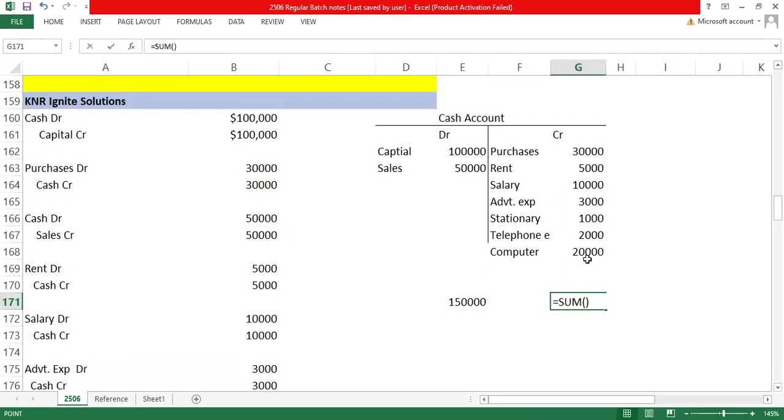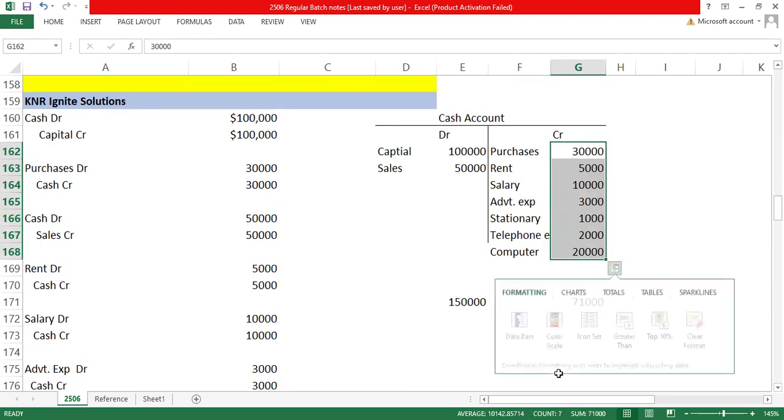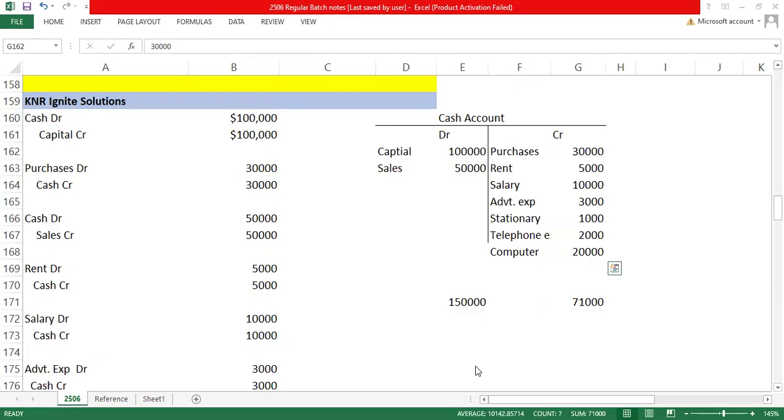Now, if I calculate these totals, let me put totals here, which is 150K. Now I need to calculate the difference and see what the total difference is. Here I spent 71,000 and here I have 150. Whenever I see this, let me check if I am missing anything. 30,000 of purchases, 5,000 of your rent. Salary is at 10,000. Basically, I think your stationery is again 1,000. Telephone expenses 2,000.